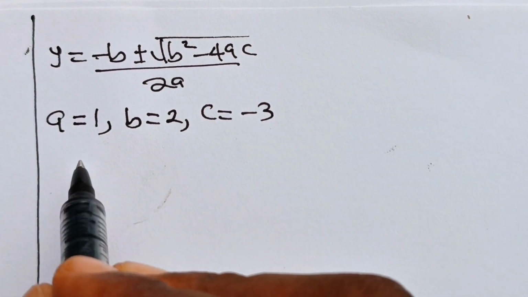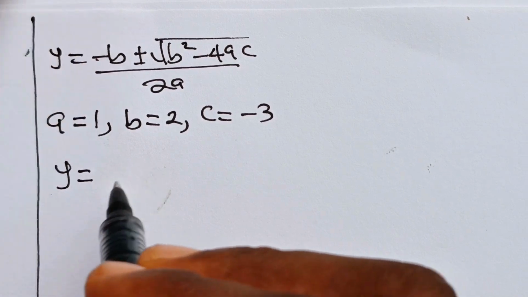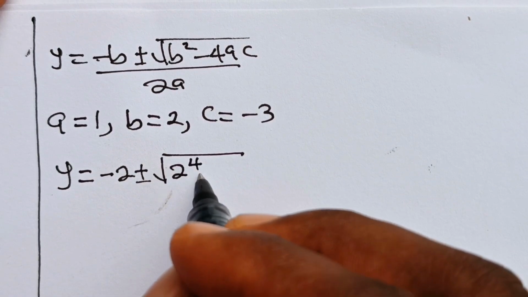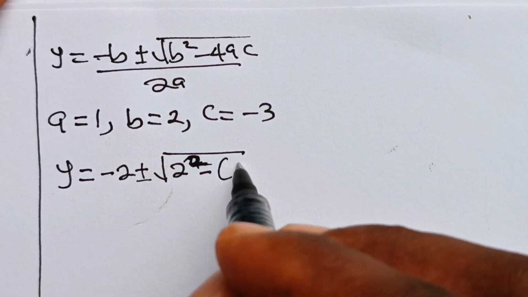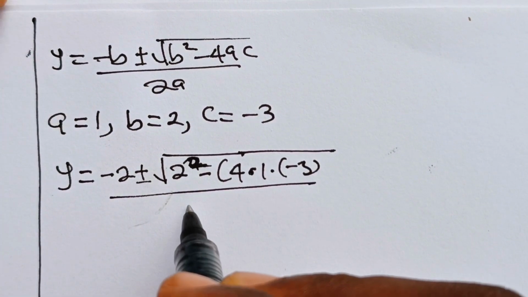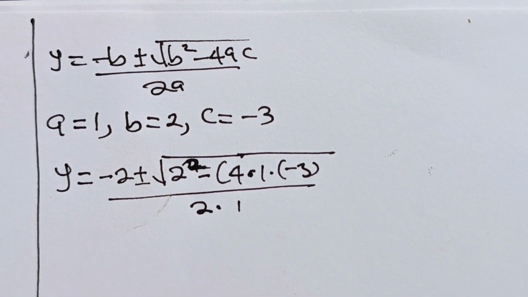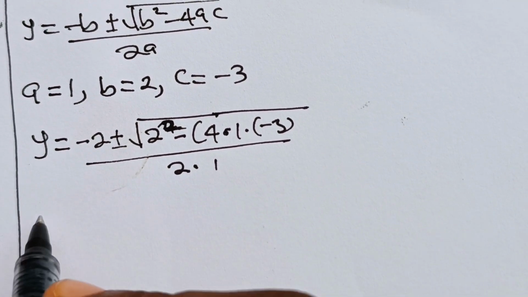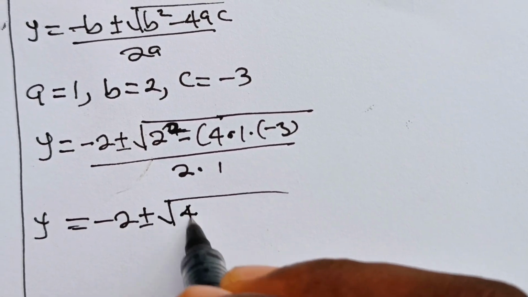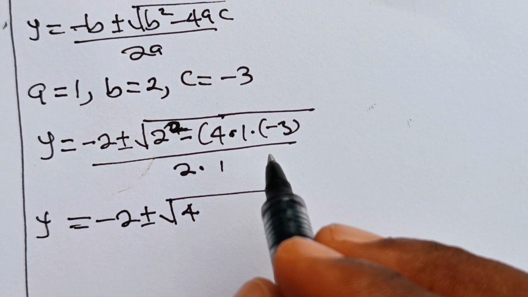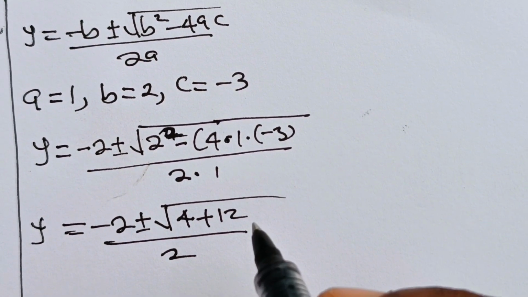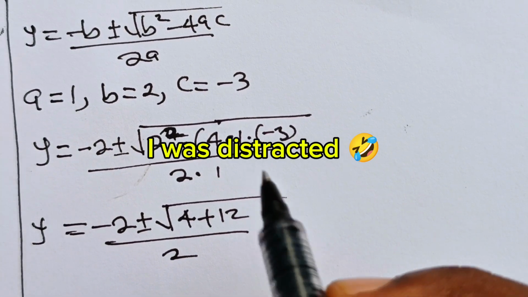Okay, now let's continue. So our y then will be equal to minus b, that is minus 2, plus or minus square root of b squared, that is 2 squared, minus 4ac. 4 multiplied by 1 multiplied by minus 3, right? Everything divided by 2 multiplied by 1. All right. So we have that y is equal to minus 2 plus or minus square root of 4. Then 4 times minus 3 will give us minus 12. Minus minus becomes plus 12 divided by 2.